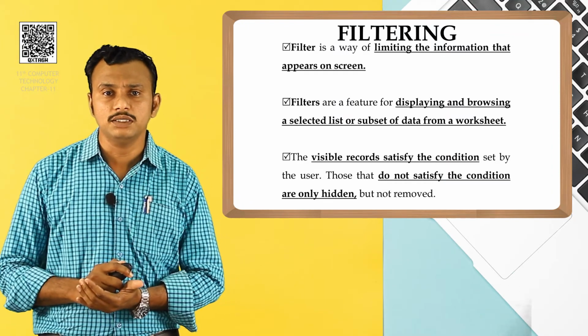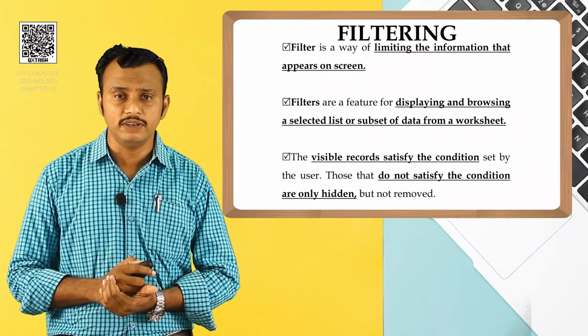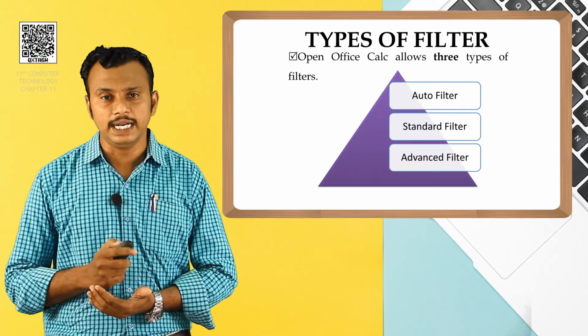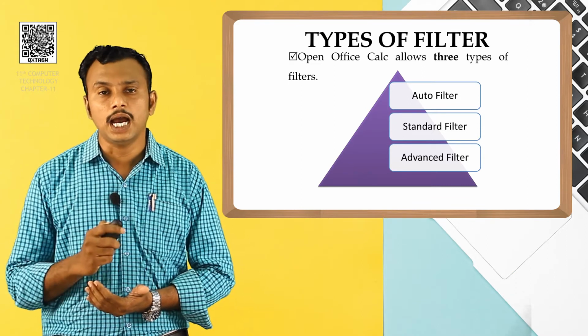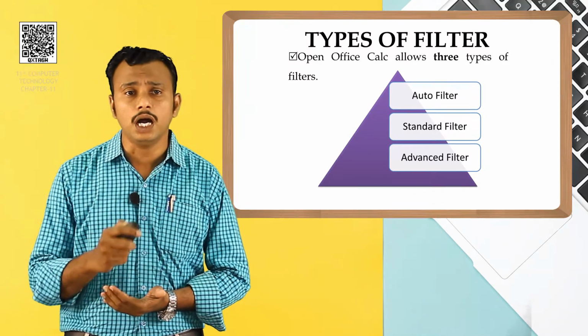So, now we are going to see the different types of filtering. What are the different types of filtering? So, first is auto filter, then second one is standard filter, and then third one is advanced filter. First we are going to see about the auto filter.